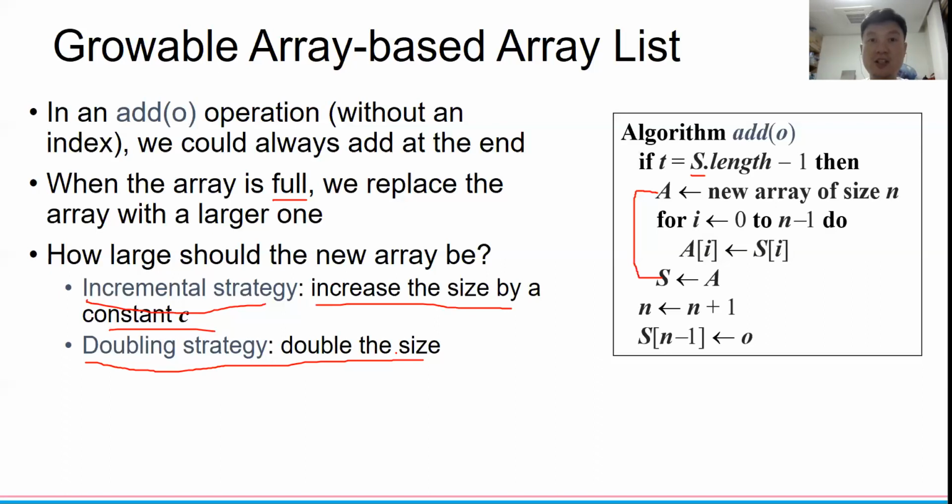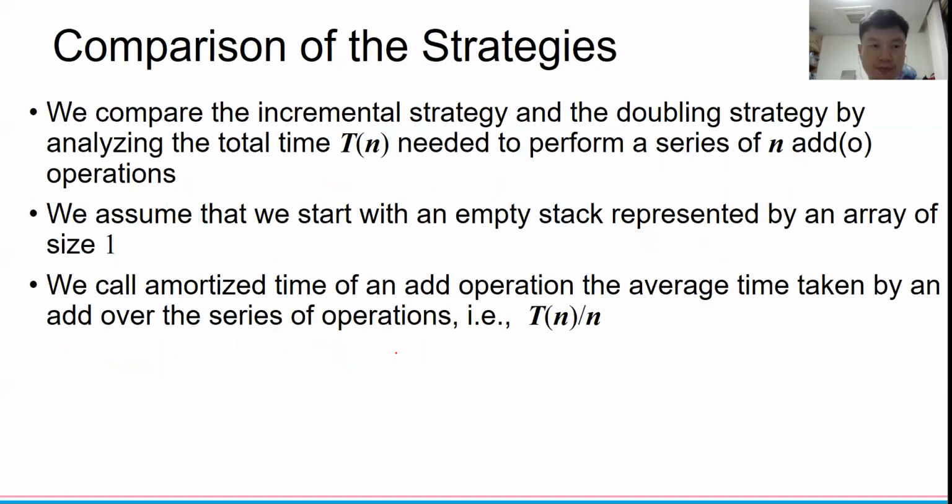So just make the array size 6, because I just plan for the worst case if you add more elements. Okay? So that's the doubling strategy. We want to double the size, double the size. So the comparison between the incremental strategy and the doubling strategy, we can do by analyzing the total time needed to perform a series of n add O operations.